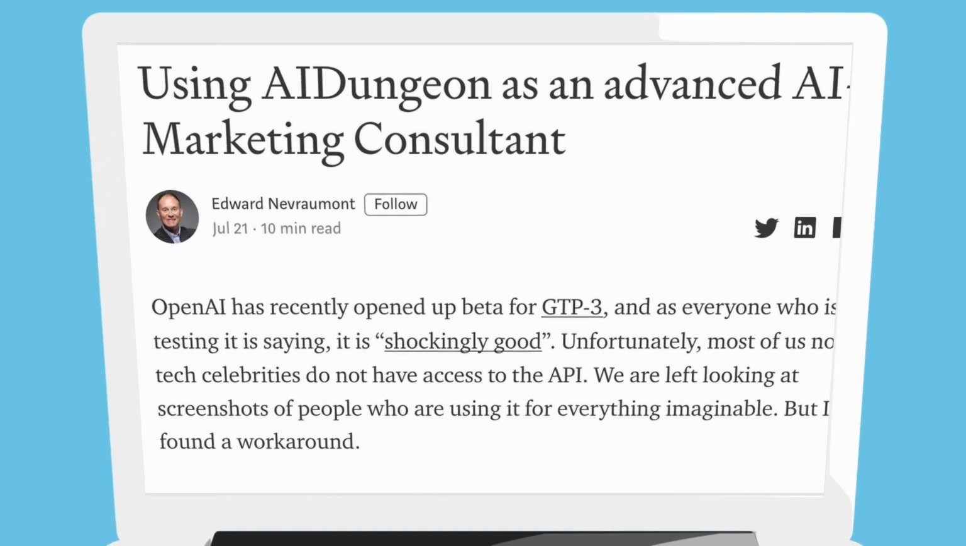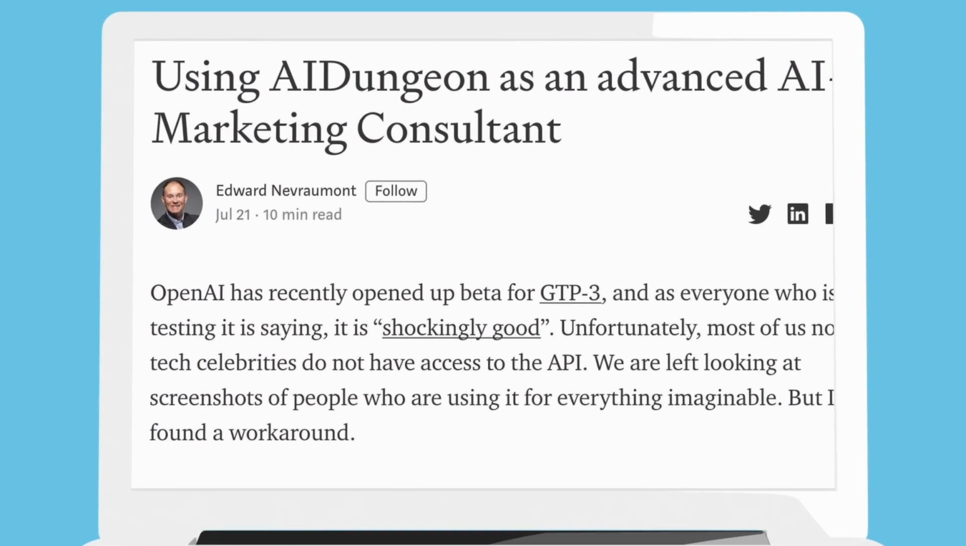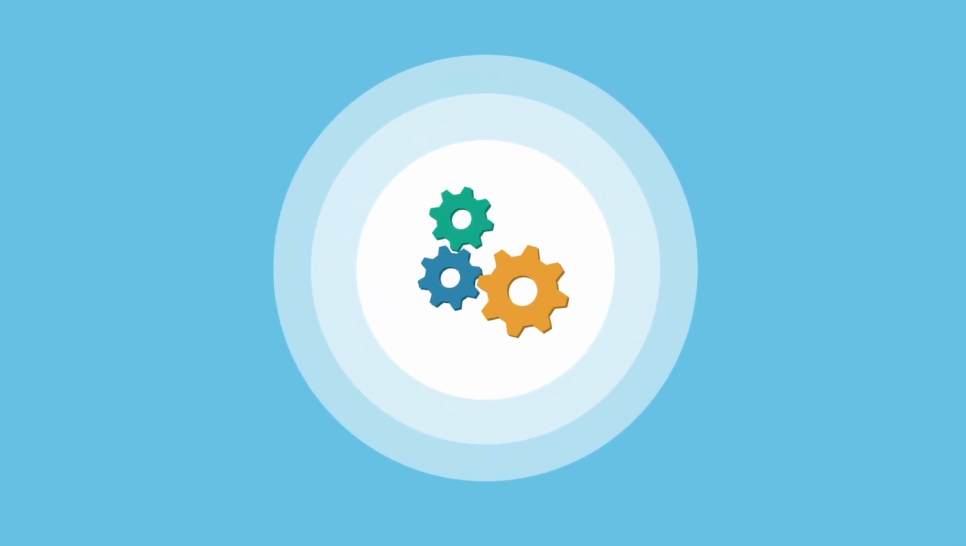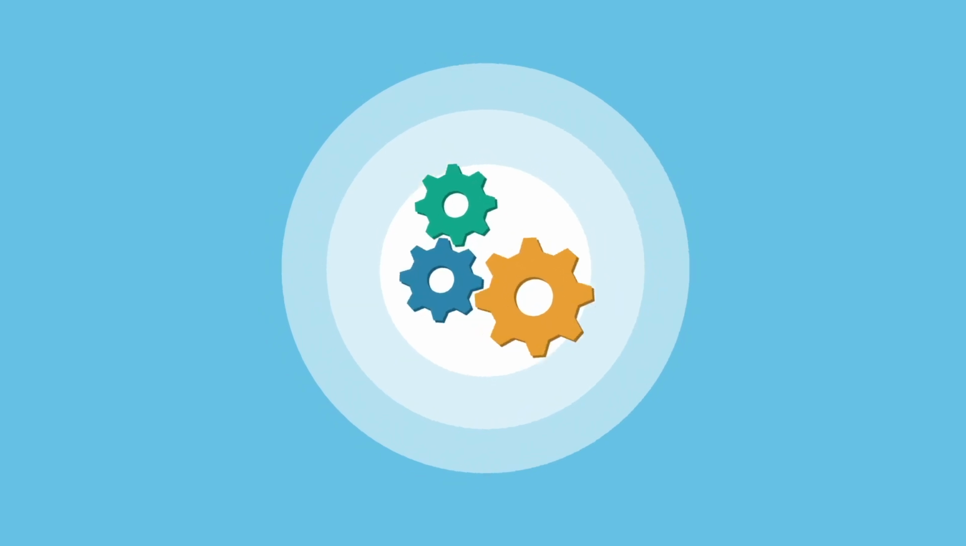So I came across this Medium post today, which explained how GPT-3 machine learning model within an online game was used to simulate a realistic marketing consultation. It seemed very impressive, so I decided, what if I altered the original prompt that Edward Nevraumont used and made it more related to investing.